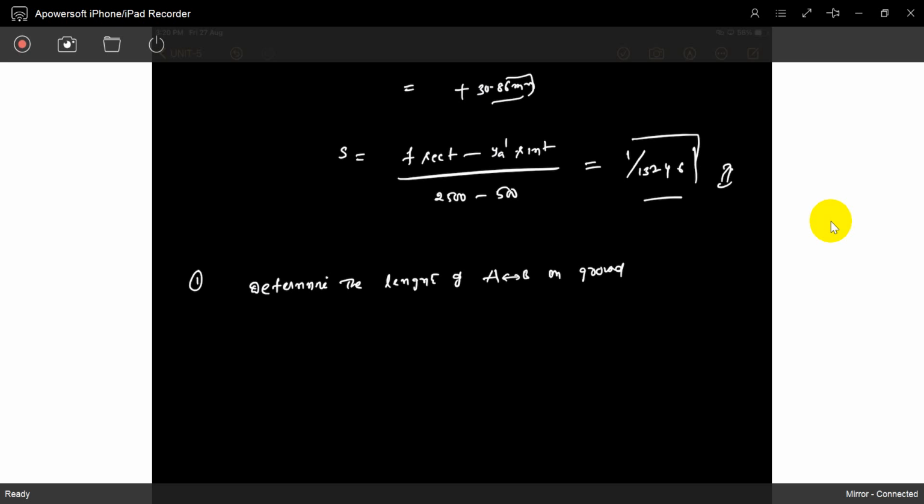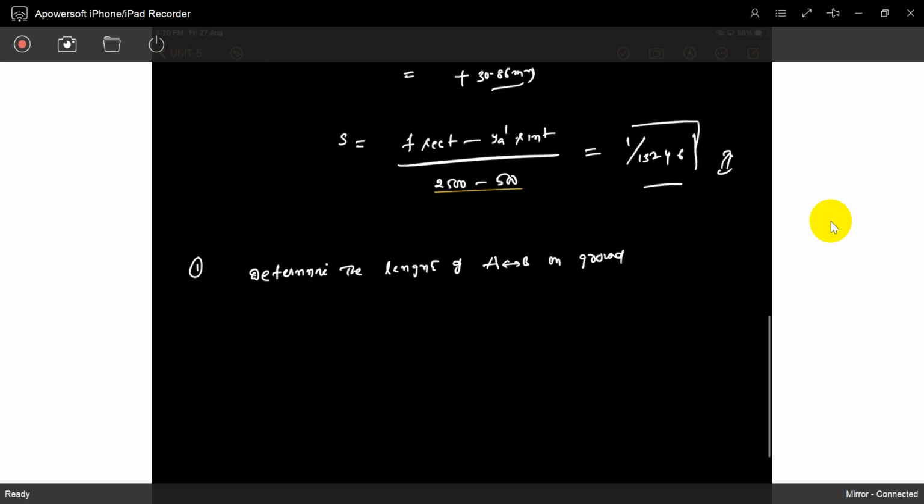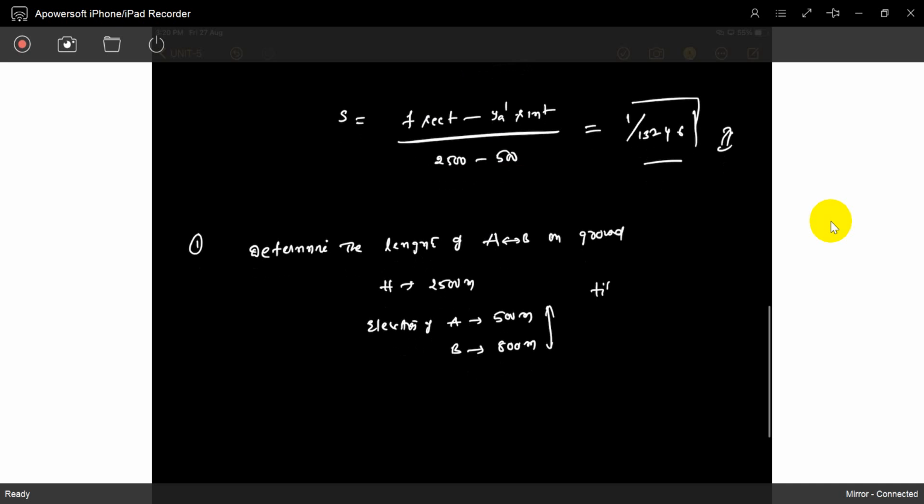Now same thing here also. So find on the ground. See, flying height H is 2500 meters. Elevation of A is 500 meters. Elevation of B is 800 meters. Tilt is 3 degrees. Swing again, swing is 220 degrees. Focal length f is 152.4 mm.